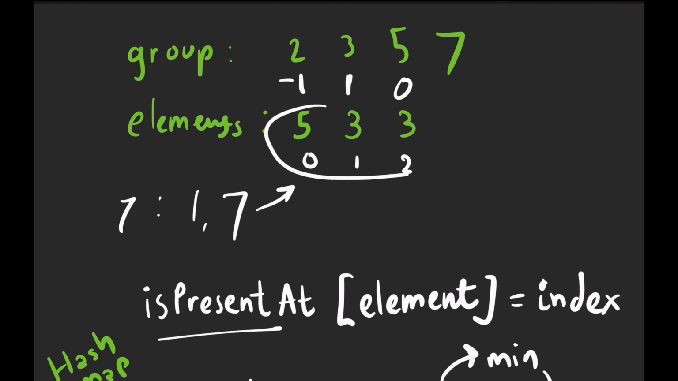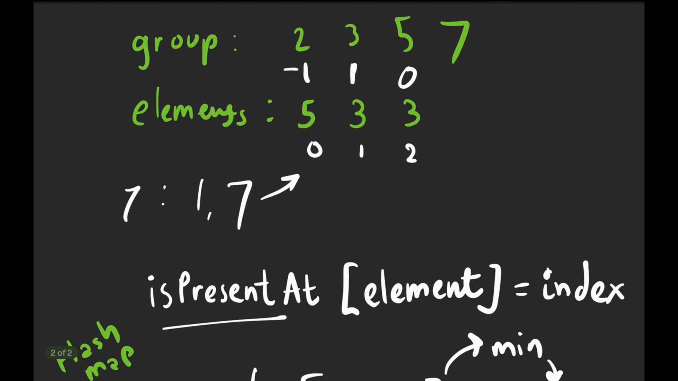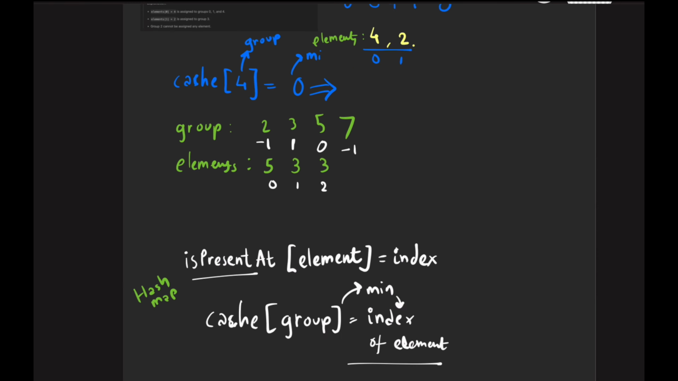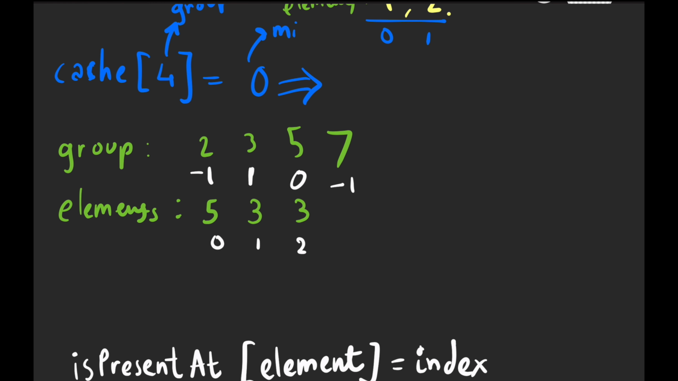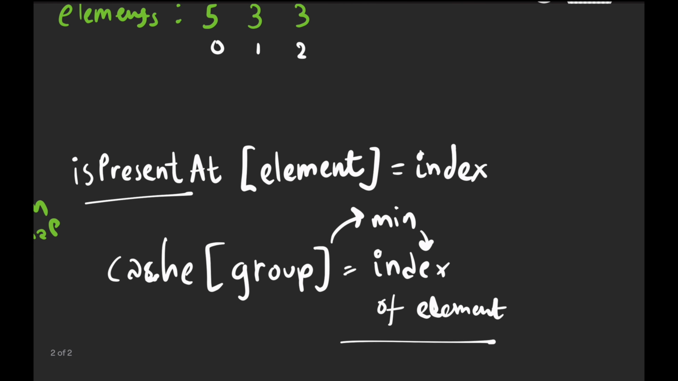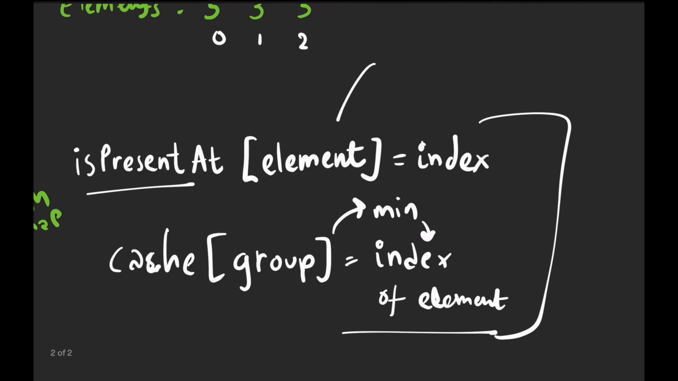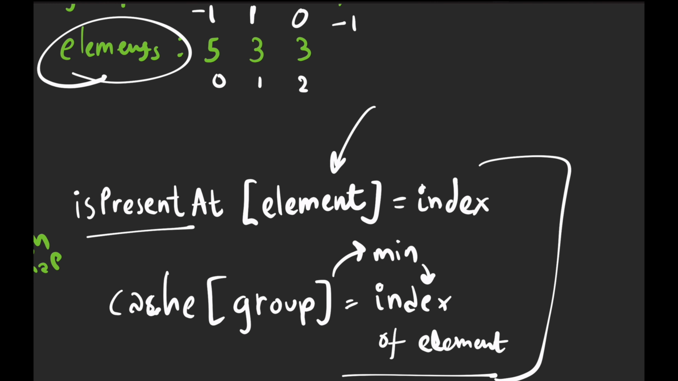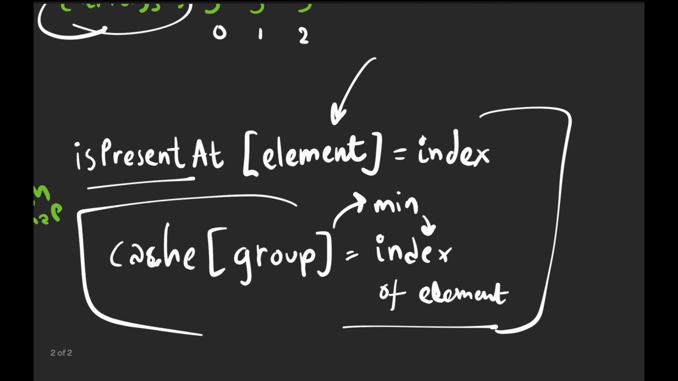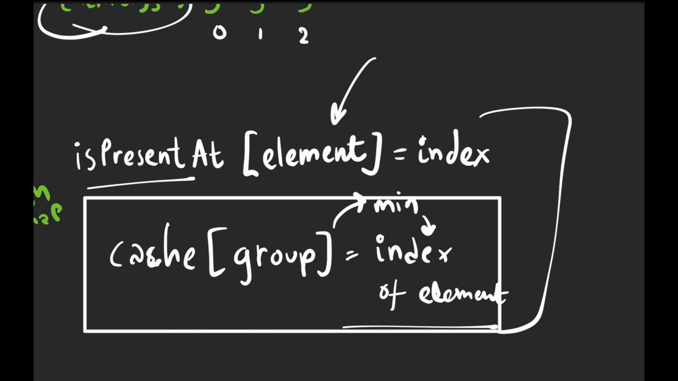Nothing of this is present in this elements list, so we will assign -1 to it. Okay, so from this we can solve the problem easily using two hash maps. One, to find the index of an element which is present in the elements list. Second, if we have already calculated a minimum index for a particular group.